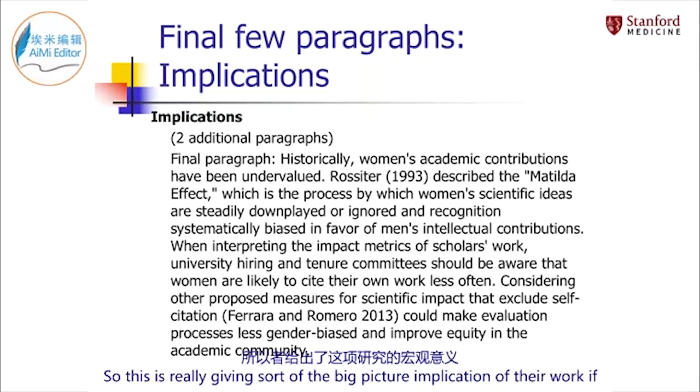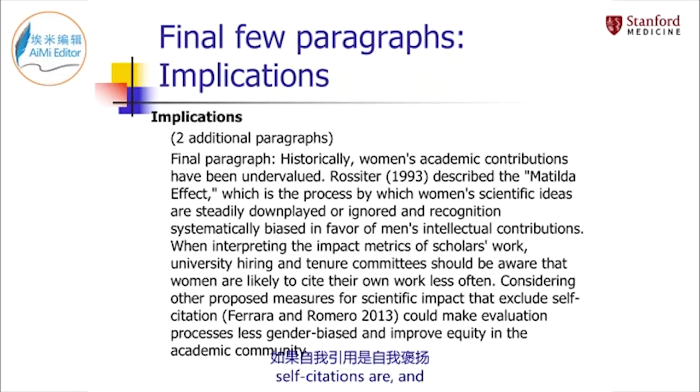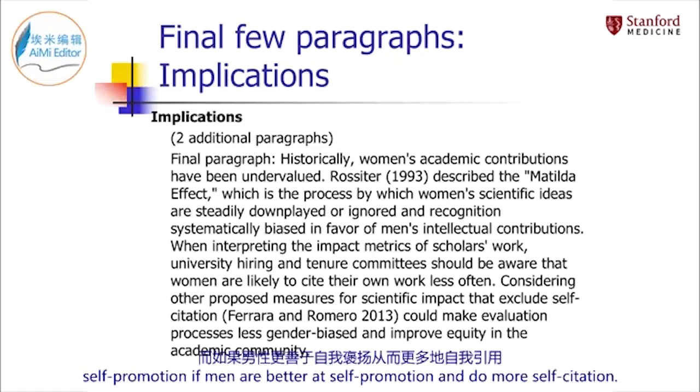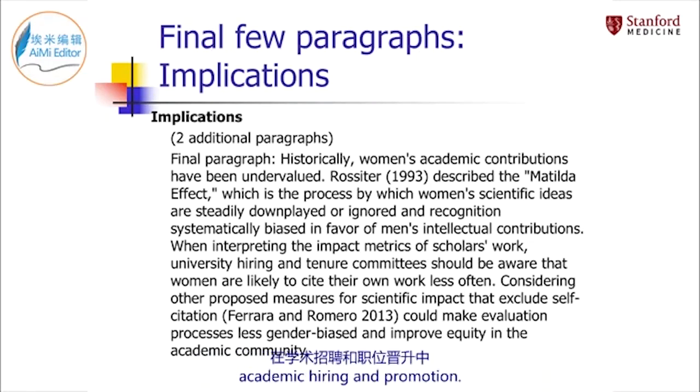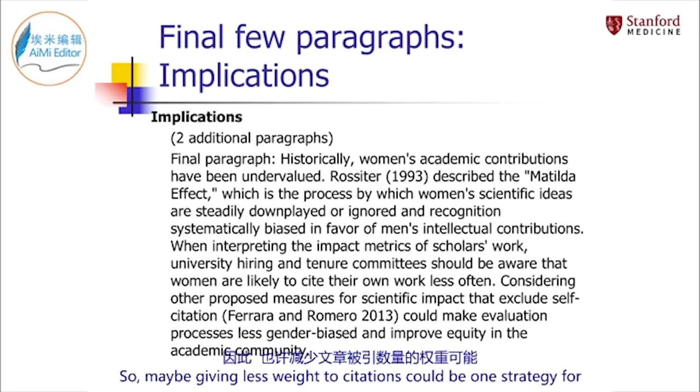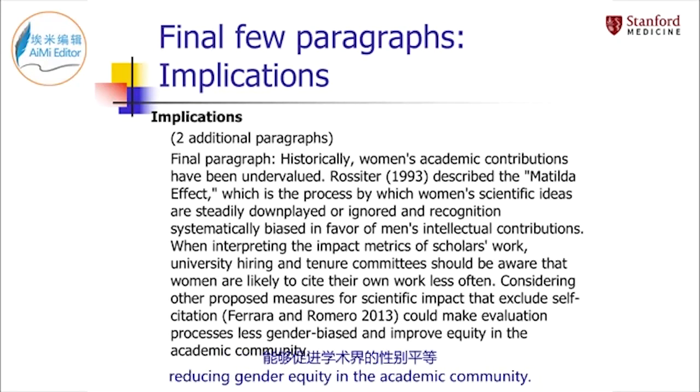So this is really giving the big picture implication of their work. If men are better at self-promotion and do more self-citation, maybe we should be looking at metrics other than citations when it comes to academic hiring and promotion. So maybe giving less weight to citations could be one strategy for reducing gender inequity in the academic community. So they're ending here with the big picture.